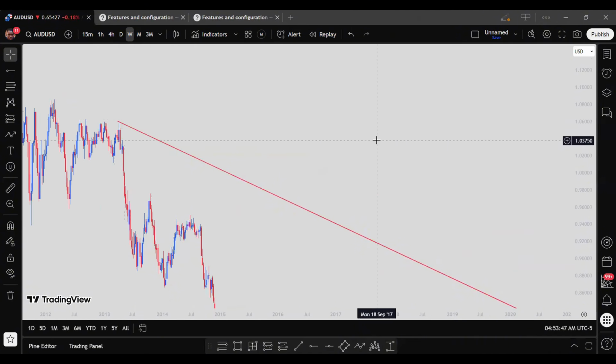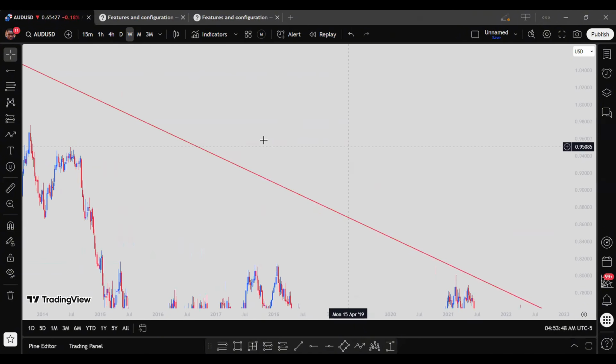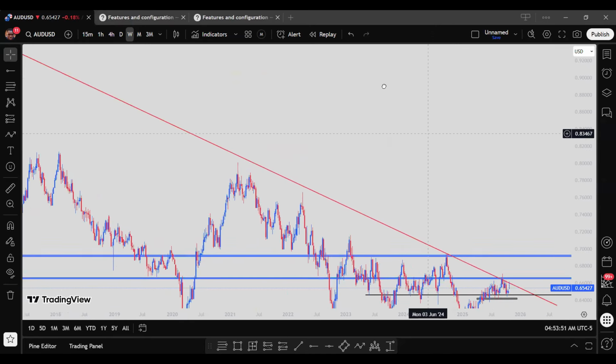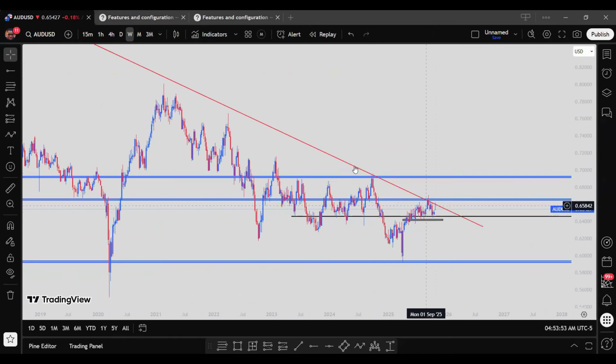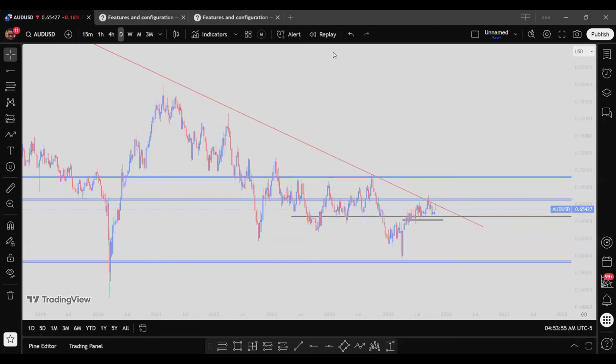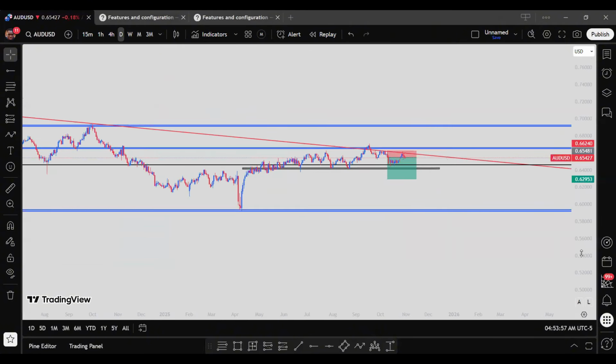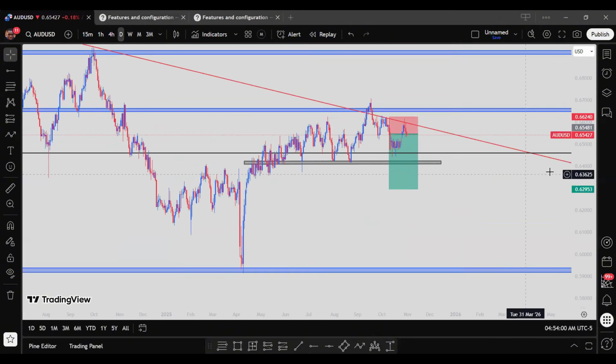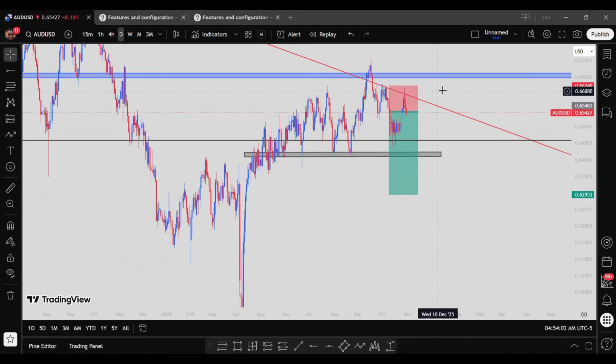We have a first touch here, but currently on the weekly, we have a first touch here, and we have the other touches at this level. So we have a second touch here, and we have the third touch of it here. That's the reason why I got into a sell trade. So this was my first entry on AUDUSD.